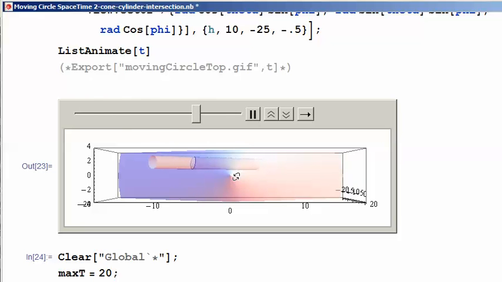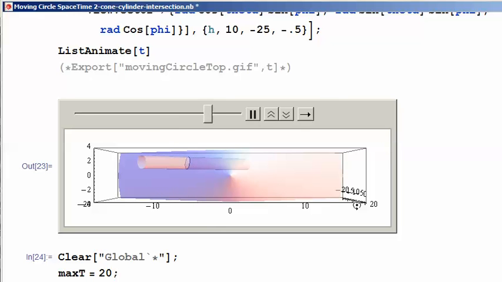Meanwhile, this is a Lorentz contracted object going by, the locus of points occupied in space-time by an object going by in space. And what you find is that as the object goes by, it starts out looking like an extended oval, and then as it passes by, it turns into a contracted oval.